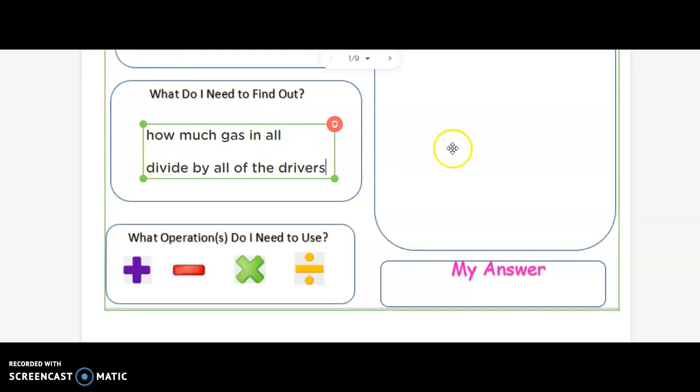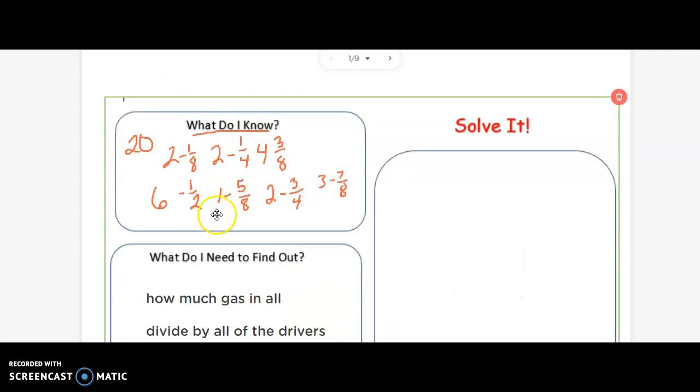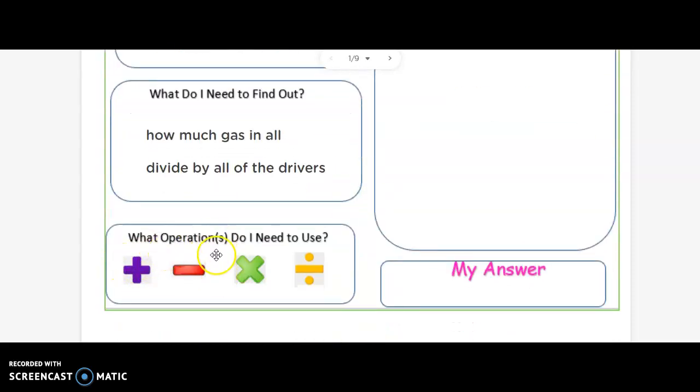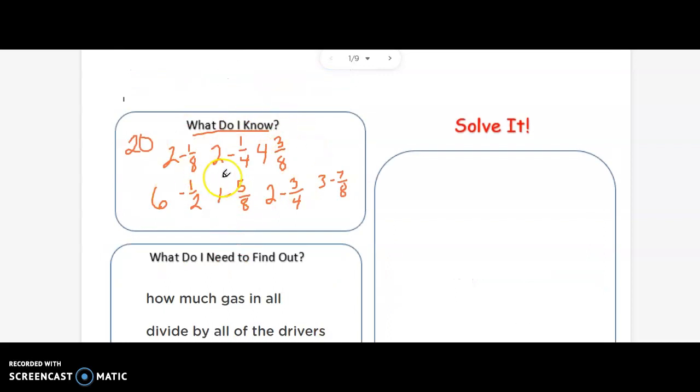All right. The next part says, what operation do I need to use? Or operations. For this problem, we're going to have to use a couple different operations. We're going to need to first do some addition, then we're going to need to do some division second. So first we need to find out how much gas we have in all.